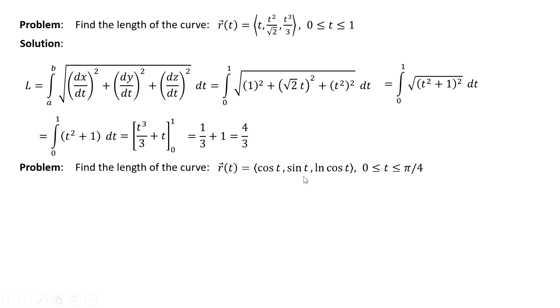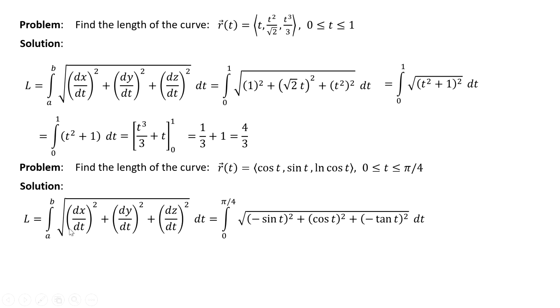Next, find the length of the curve. Okay. What's the idea? Again, 0 to pi/4, constant numbers. So this is not a function of that. So we simply say dx/dt, plug in, okay, dx/dt. The derivative of cosine t is negative sine t. The derivative of sine t is cosine t. The derivative of natural log of cosine t is negative tangent t?